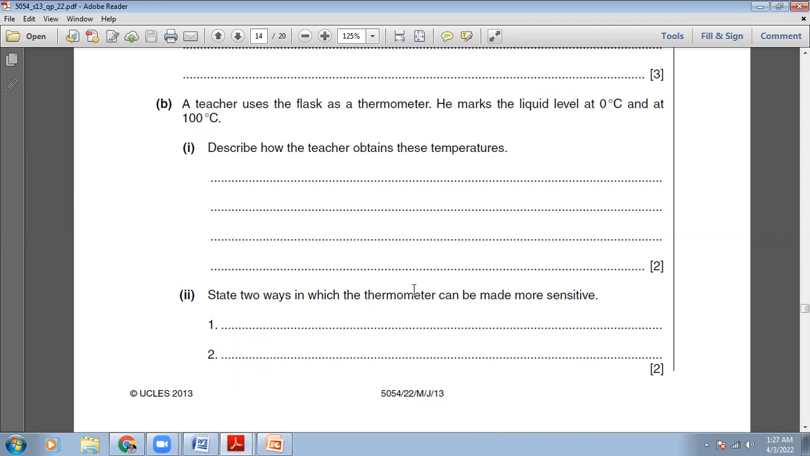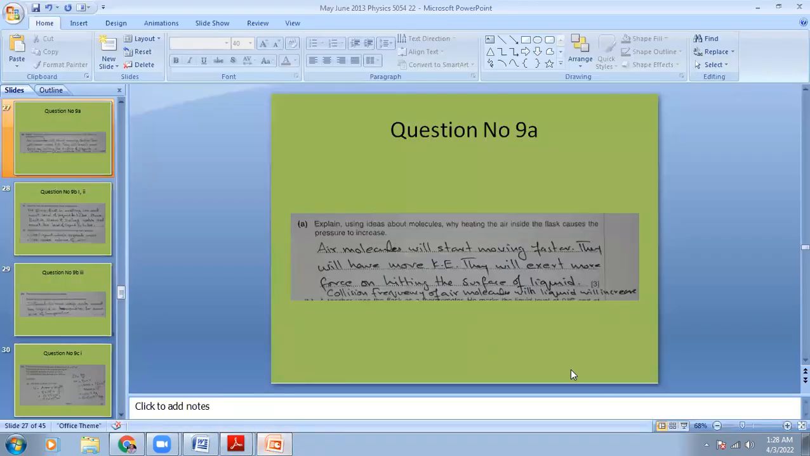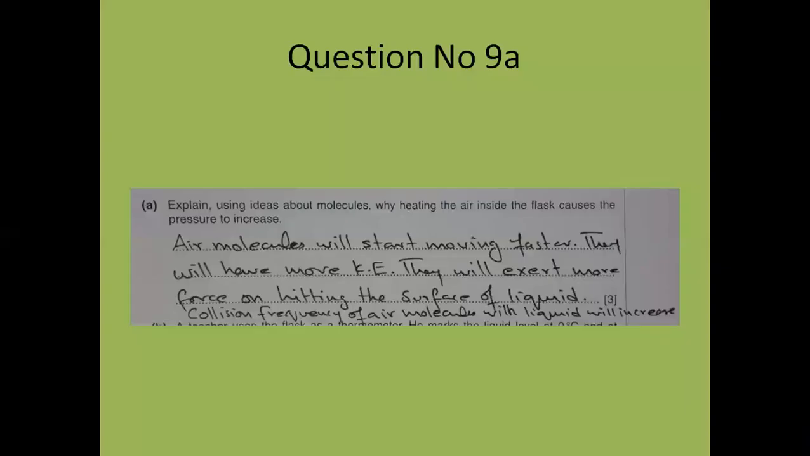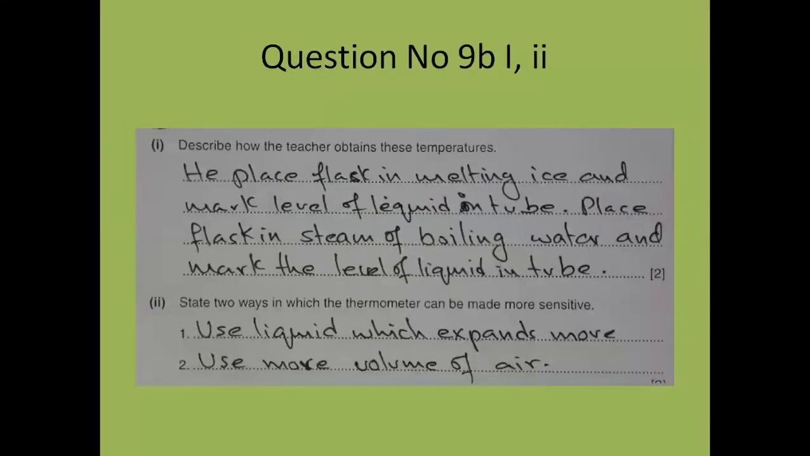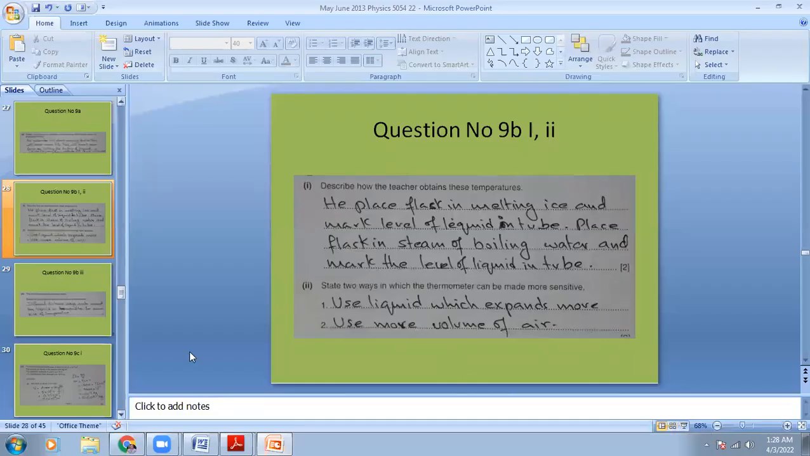State 2 ways in which the thermometer can be made more sensitive. You can use a liquid which expands more, and you can increase the volume of the air in the flask. Okay, so let's see my written answers. So here we go. He places the flask in melting ice and marks the level of the liquid in the tube. Place flask in steam of boiling water and mark the level of the liquid in the tube. Use liquid which expands more and use more volume of air. So these are our answers.